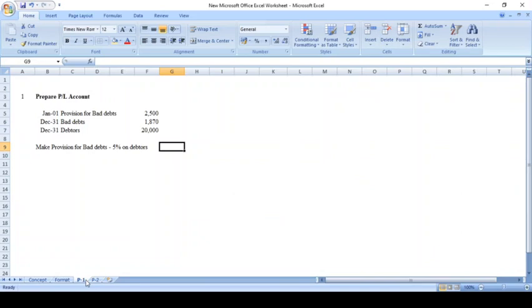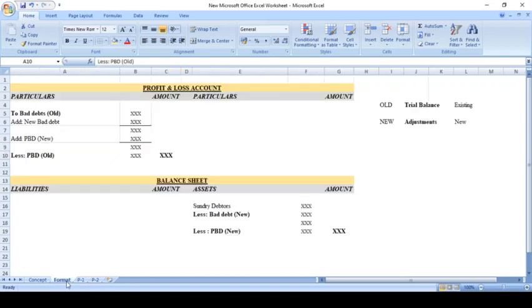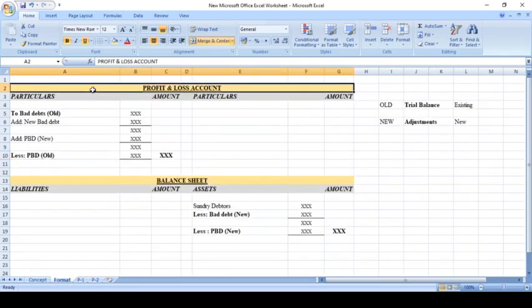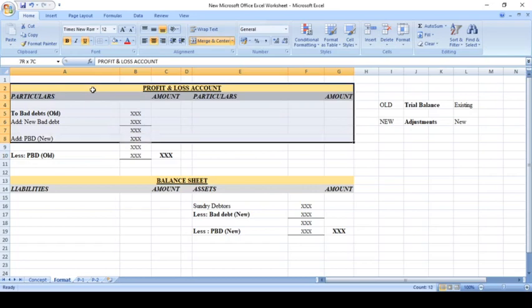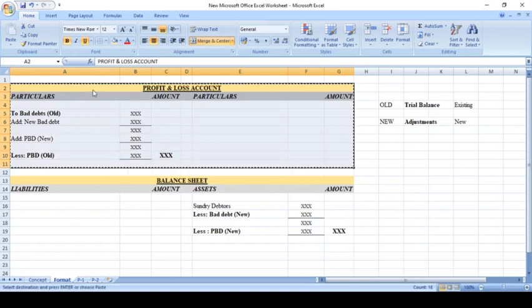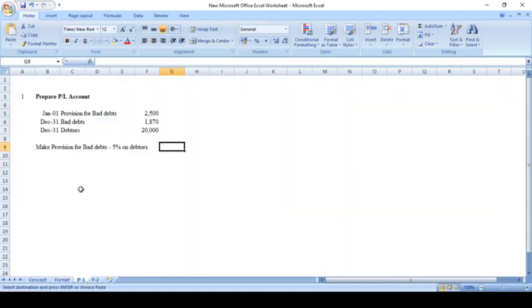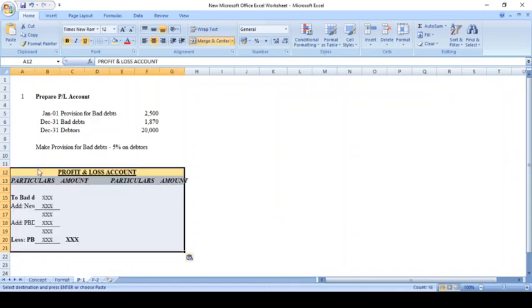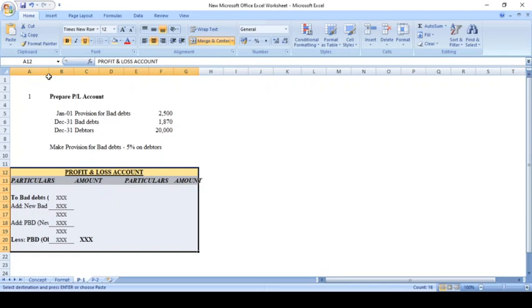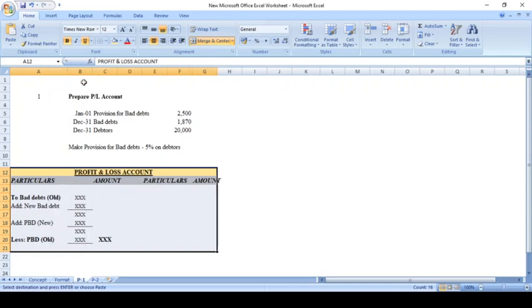So let me just give you a problem. This problem would give you an idea as to how do I present it in my P&L account. Okay. So as I will use both the sides of my notebook, I will have this format. So this is my format for P&L account.